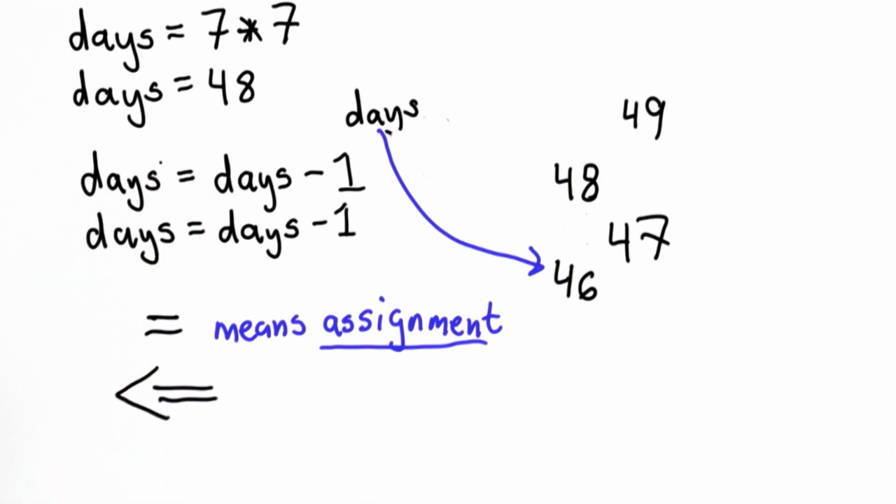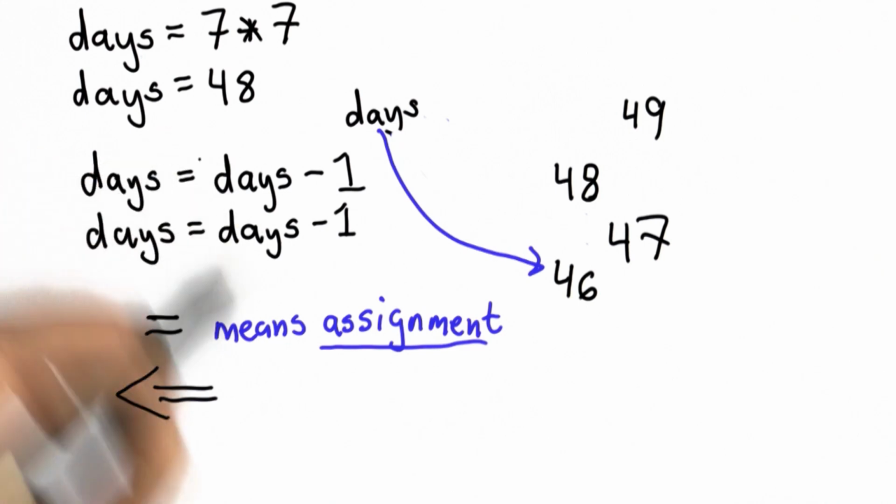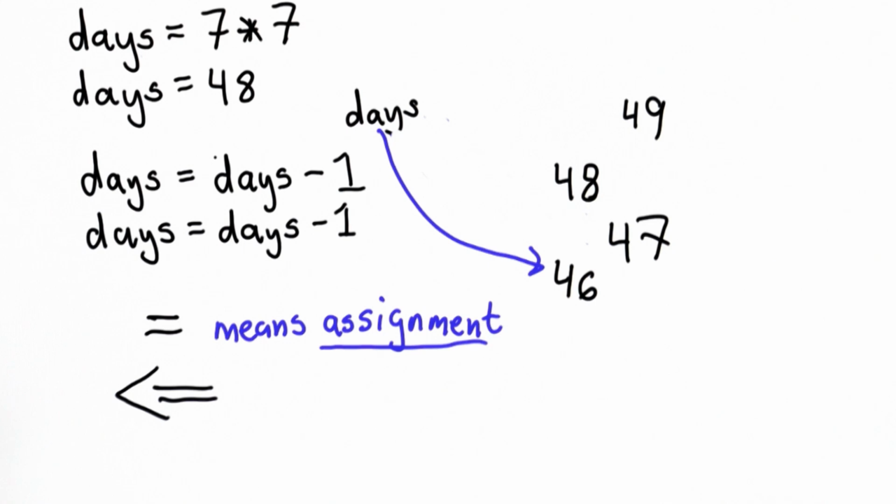We don't write it as an arrow in most programming languages. There's some that do, just because an arrow is harder to type and lots of programs have lots of assignments. But you should think of the equal sign as not meaning equal, it means assignment.